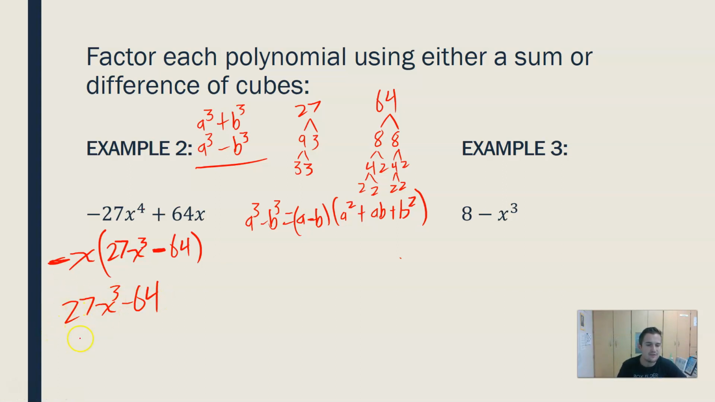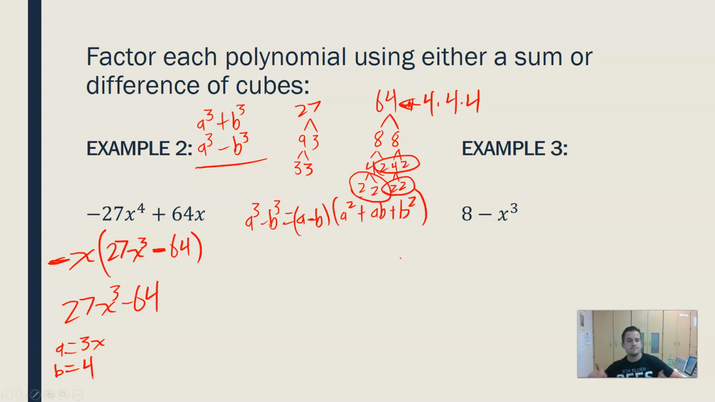So the cube root of 27 we already identified was 3. So in this case, my a term is going to be 3x, because the cube root of 27 is 3, and the cube root of x cubed is x. My b term is going to be the cube root of 64. We'll notice here I have 3 different pairs of 2's. 2 times 2 is 4. So 4 times 4 times 4 is 64. So 64 is a perfect cube too. Namely, the cube root of 64 is 4. Well, that's handy.